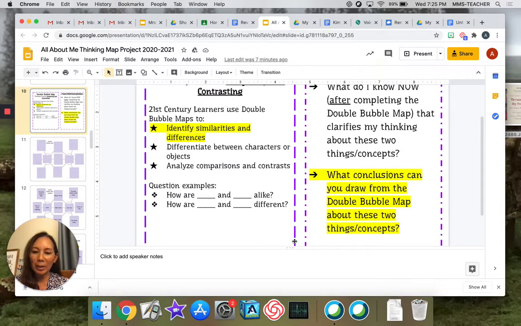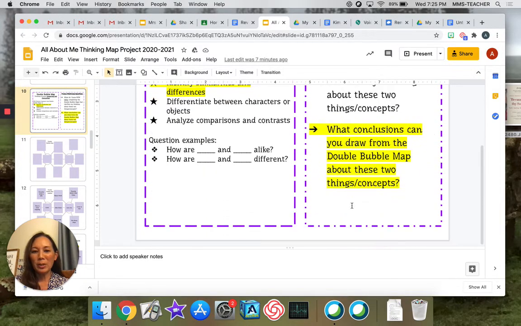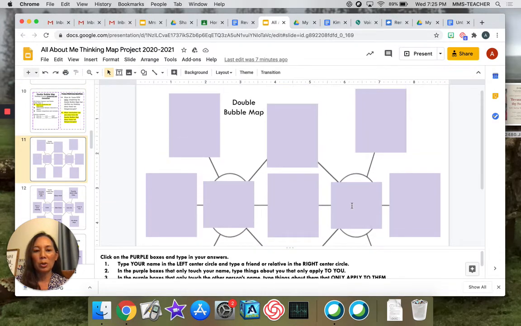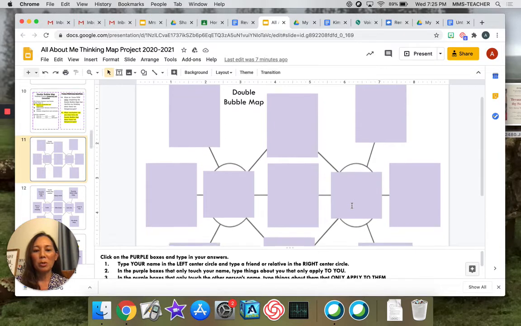And I'll say it now and I'll say it again. You're not actually drawing a picture. It's what conclusions can you come up with? Okay, so let's take a look at, this is where you're actually going to do your double bubble map. And let's read the directions.